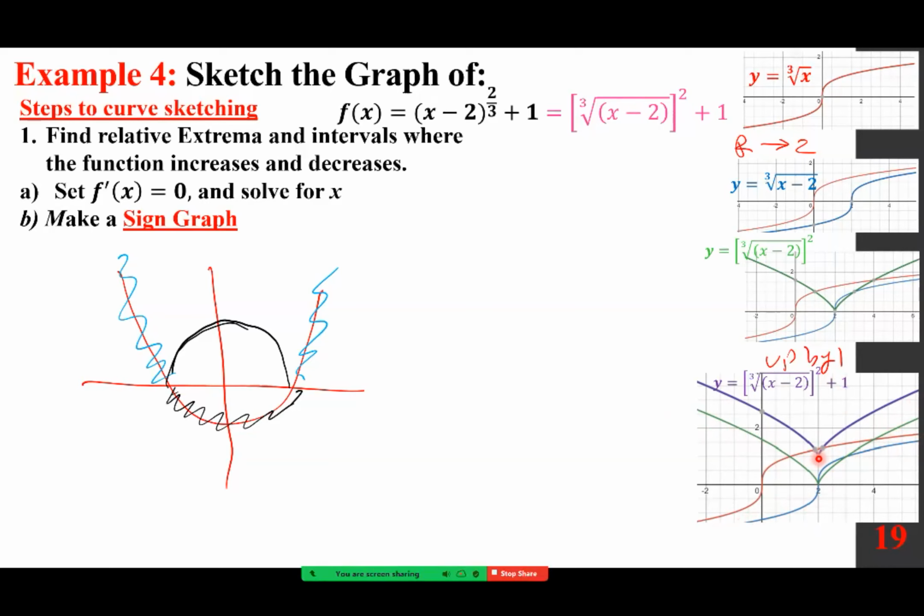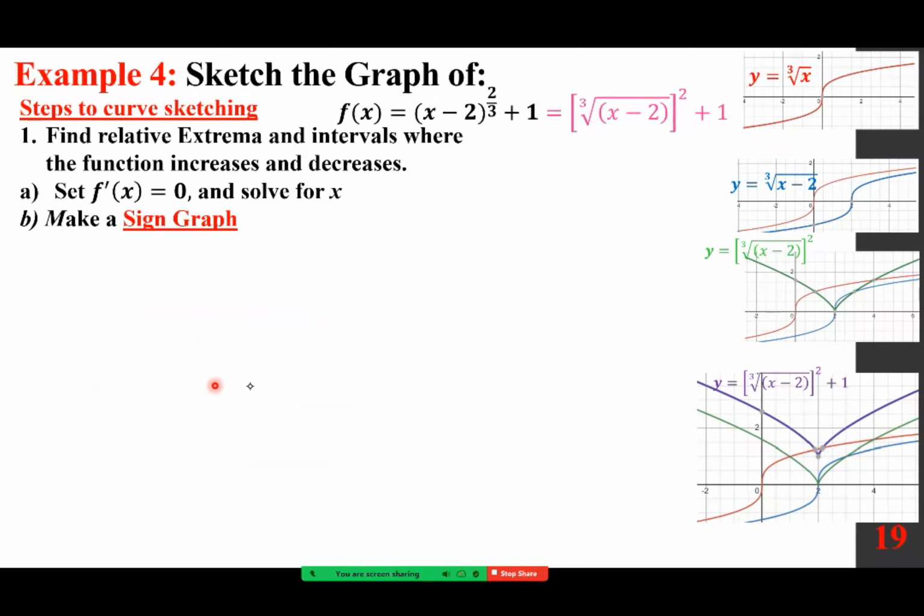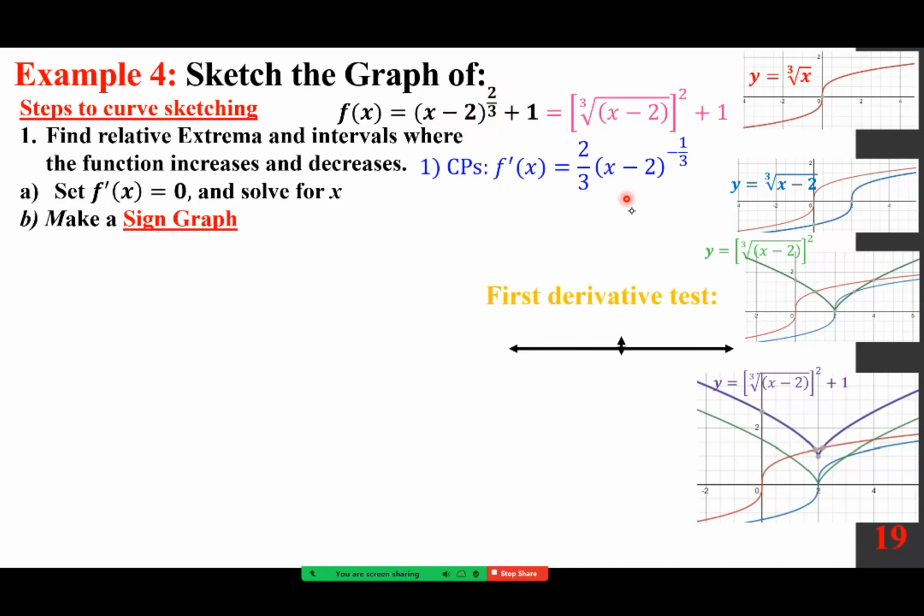All right, let me erase the mess so we can continue with calculus. So what we need to do is to differentiate this. And to differentiate this, because we want to use the first derivative test, I'm going to use this one, not that one. 2/3 times (x minus 2) to the power of 2/3 minus 1, which makes it negative 1/3, times the derivative of the inside, which is 1. So we simply differentiate this expression.